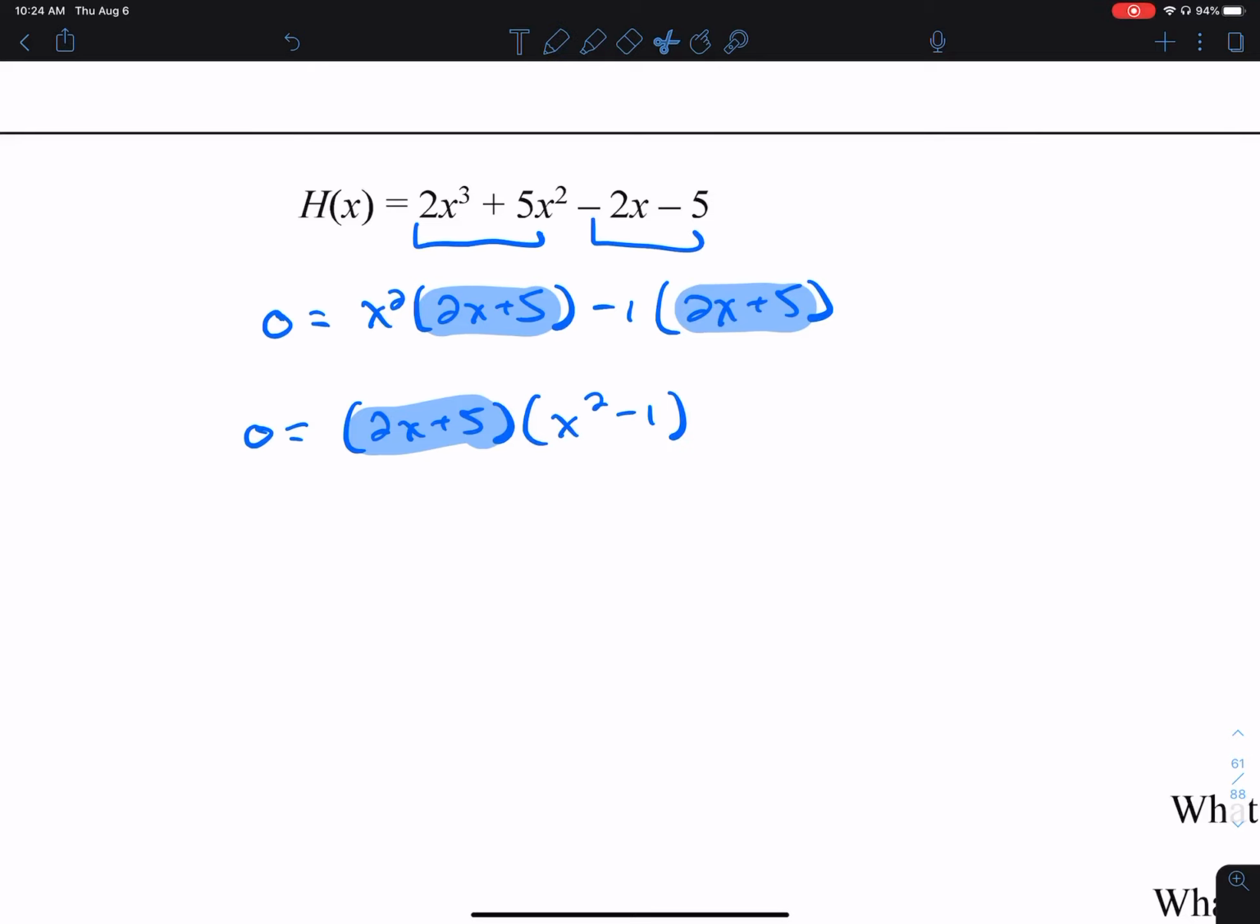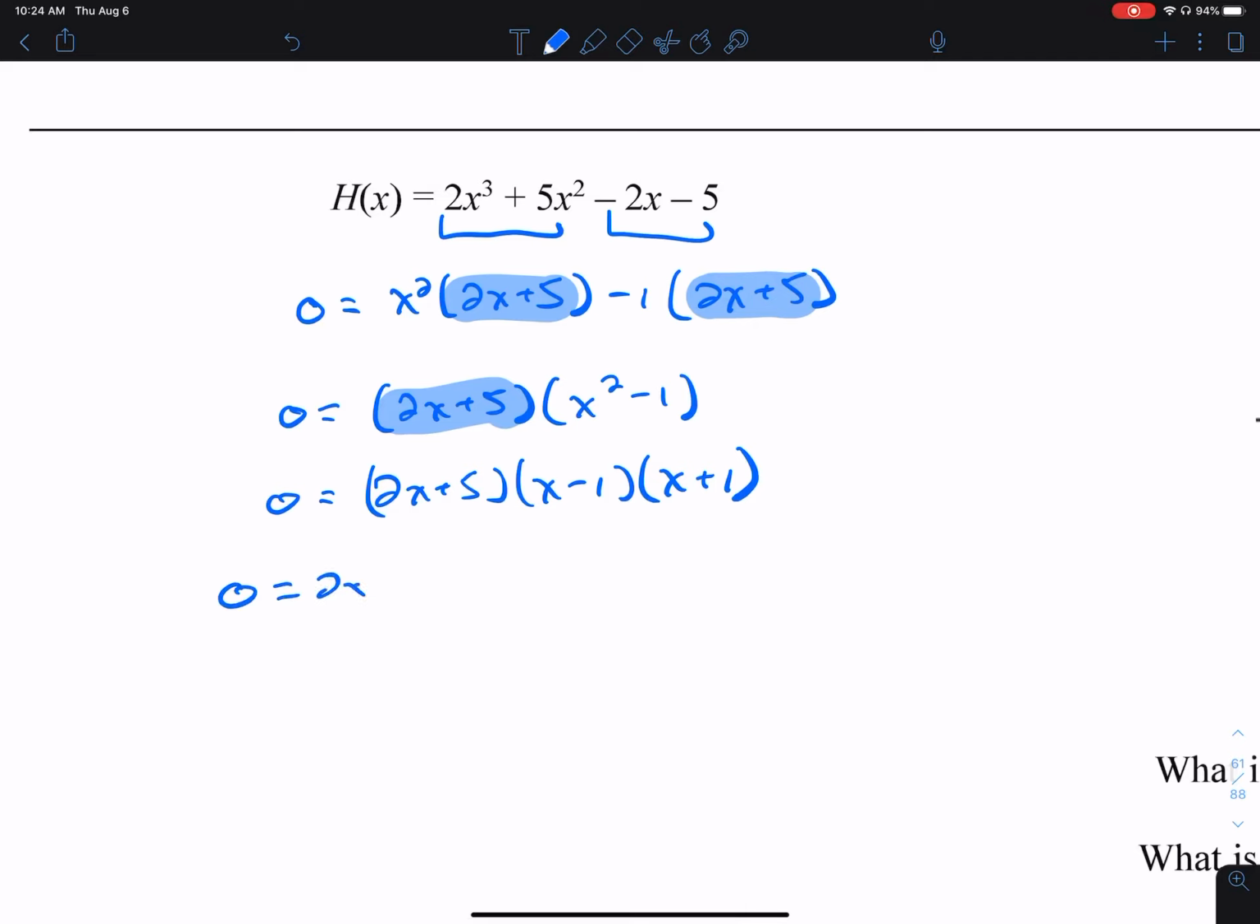Now once you factor, you want to be able to see, can you factor more? 2x plus 5 doesn't factor more, there's no GCF here, and there's no exponent. X squared minus 1 is a difference of two squares. It factors into an x minus 1 and an x plus 1. So we have 3 unique factors. So we would expect to have 3 unique x-intercepts.